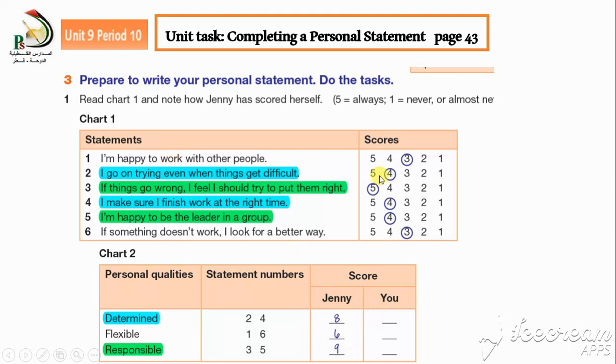Here I would like you to mention your scores on these statements, and then count your personal qualities. How determined you are, how flexible you are, how responsible you are. Some students are so determined that they feel it is their moral duty to do the homework. Some students are so flexible that they enjoy group work with any students. Some are so responsible that if the teacher gives them any homework or project, they do it wholeheartedly. So score yourself.